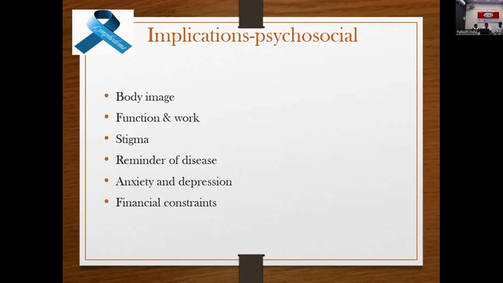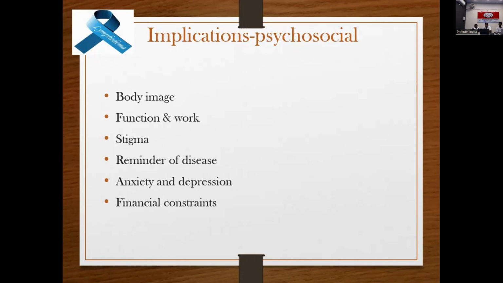Next one is function and work. Due to the pain and heaviness, the person can't do any function or can't do their regular works. Then stigma. Stigma means how to face others in the society. So that is social stigma.